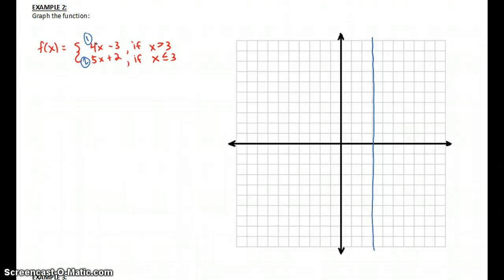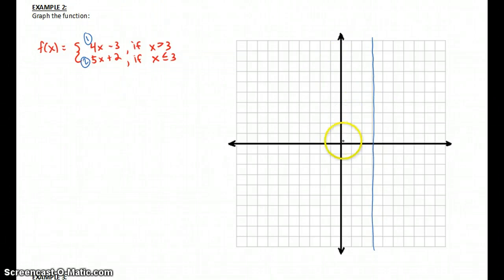So let's examine that second piece first, the left portion. We've got 5x plus 2 as our second piece. It's going to be the part whenever x is less than or equal to 3, so to the left of our vertical line. To graph that line, we want to go to the intercept of 2, and it's got a slope of 5.